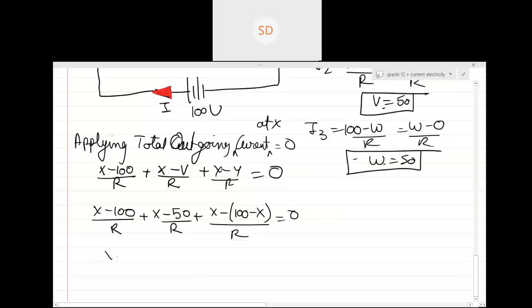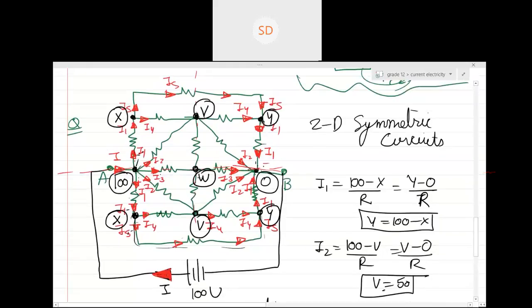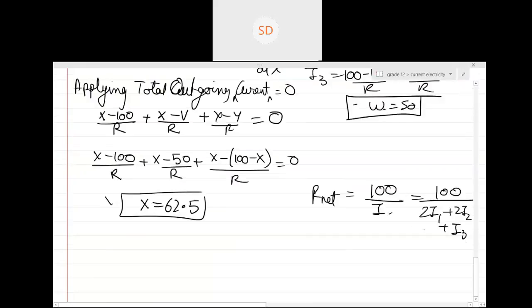Yes, sir. So x minus 100, you can solve it on your own. I think x will come 62.5 again. 62.5. And what will be R net? R net will be equal to 100 divided by I, and I will be equal to 100 divided by twice of I1 plus twice of I2 plus I2. Can you see? Twice of I1 plus twice of I2 plus I2. So the only thing which is changing is basically this, and accordingly your answer is changing. Will you be able to solve it, guys?